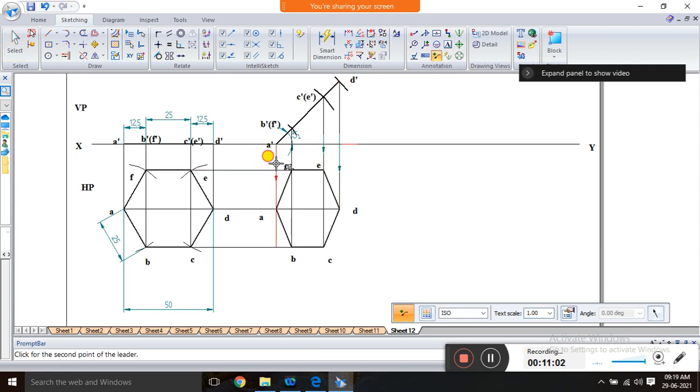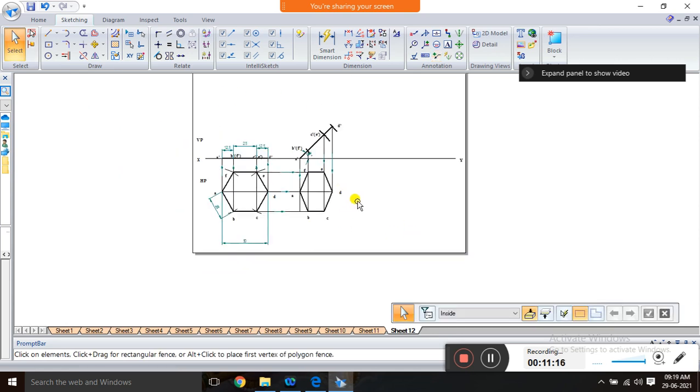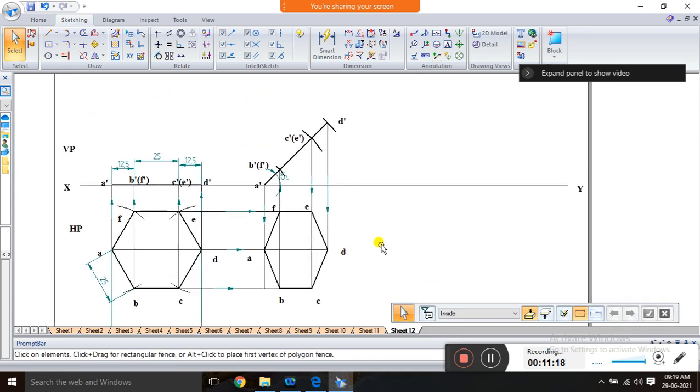We projected downward, so a downward arrow mark; we projected to the right side, so a right side arrow mark; and here an upward projection. So like this you have to show the arrow marks. Clear? So this is the second position. If you did the first and second position, you will get 1/3 marks. Clear? And go for the third position.